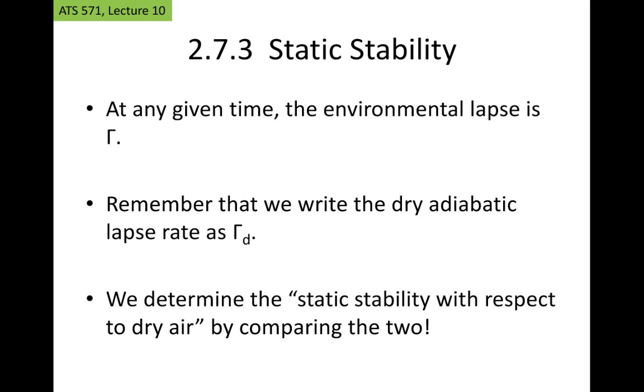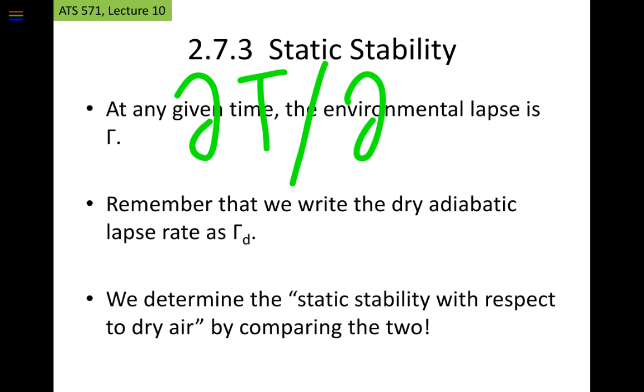Now, at any given time, you could measure the environmental lapse rate of the air, and we're going to call it gamma. So this is the measured environmental lapse rate. I mean, we're talking partial T, partial Z. Okay, it's actually minus that. But this is a measured thing. You're measuring the air at different heights above the surface. And the way we write our dry adiabatic lapse rate was gamma D. Even intro students learn that you can determine the static stability of the atmosphere by comparing those two values.